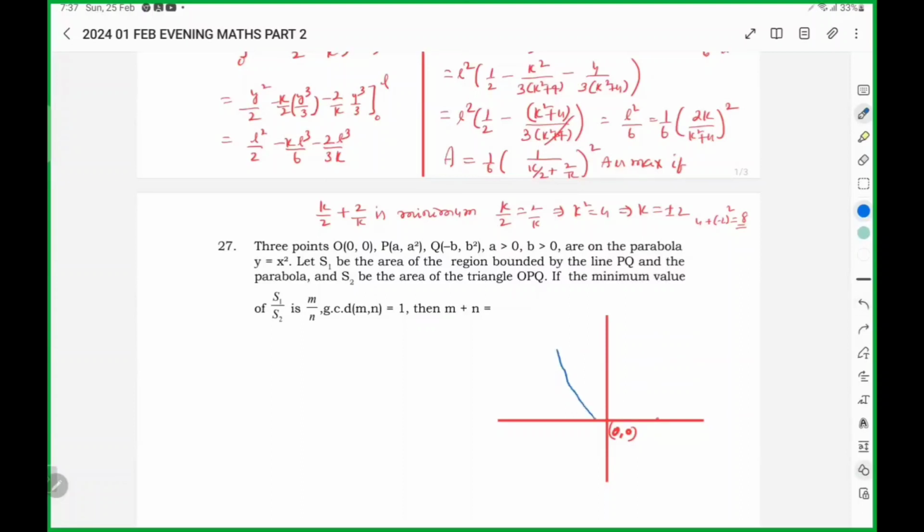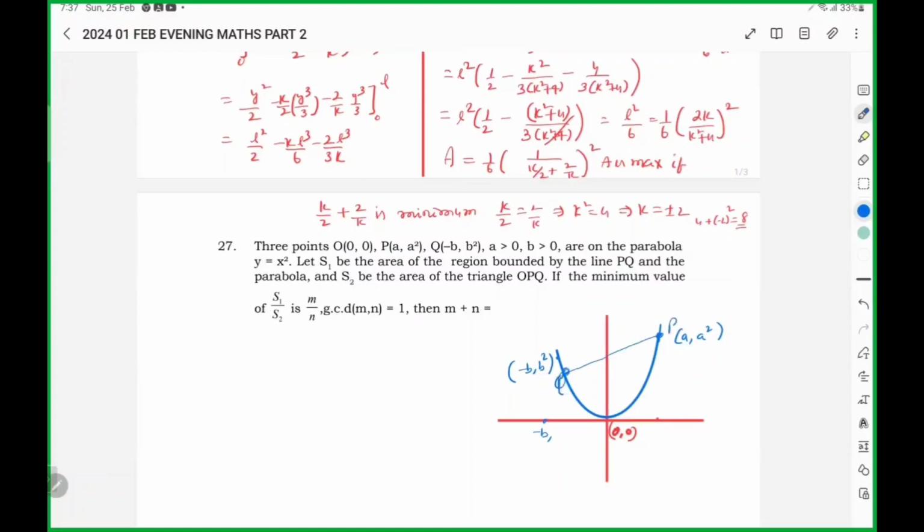That is the y equals x square curve. So somewhere here is minus b, here it's minus b comma b square. Here at this point you have a comma a square. So this is what he told.